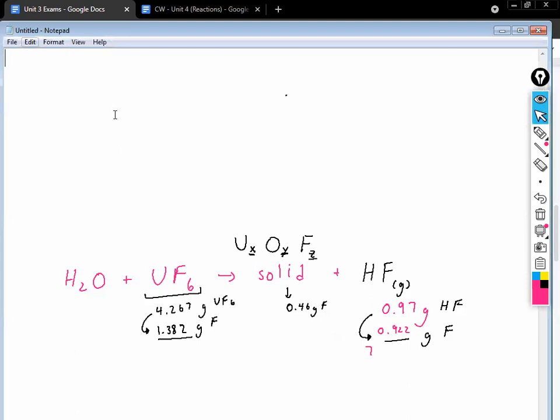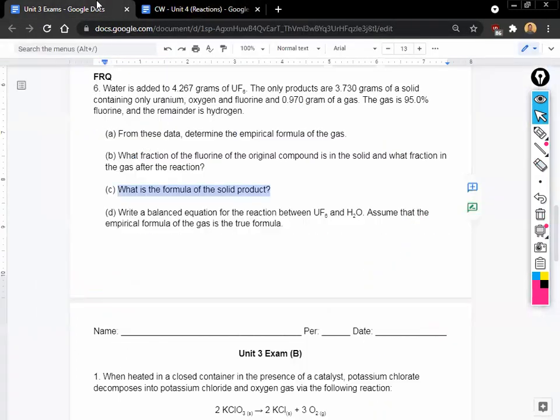The way that we do that is we just need to start with this number that we got for the solid. We said earlier that inside of the solid we have 0.46 grams of fluorine. So I'm going to write that down. Now we're going to compare that with the mass of the actual solid. If you take a look at the problem and the information that it gave you, what is the mass of the solid product? The total mass. Exactly, 3.730 grams of the solid.